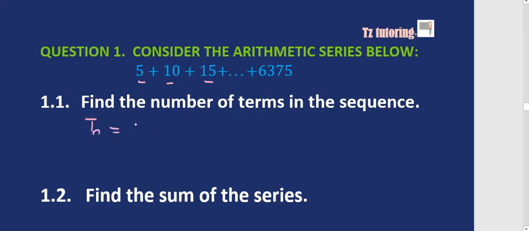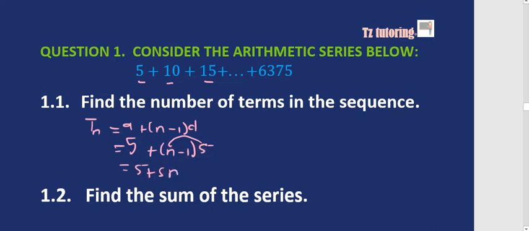All right, so our Tn formula, let's just put it down in case you forgot. Our Tn formula is a plus n minus 1 multiplied by the difference. a is the first term, which is 5 in this case. n minus 1, d is the difference. The difference is also 5. Okay, as you can see, we'll get 5n. Our Tn is 5n.